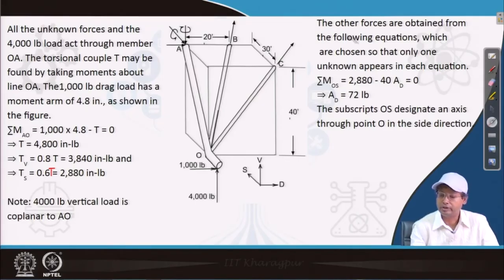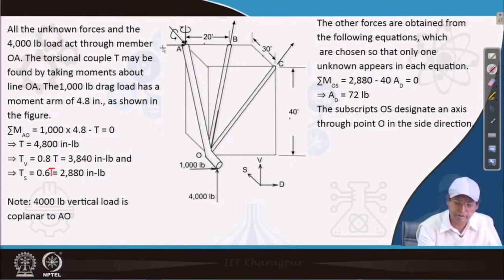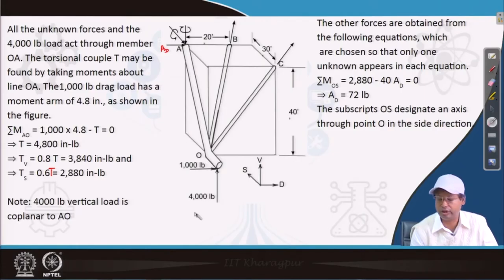Okay. The other forces are obtained from the following equations, which are chosen so that only one unknown appears in each equation. So we are considering moment about OS. OS is this axis, and what we have is AD into 40. Which one is AD? This is AD. Others are not having any, because this is on the same plane, this is also on the same plane, only this is out of plane, acting perpendicular to this plane. That is the reason AD is coming there, and these two are definitely crossing that axis, so there won't be any component.